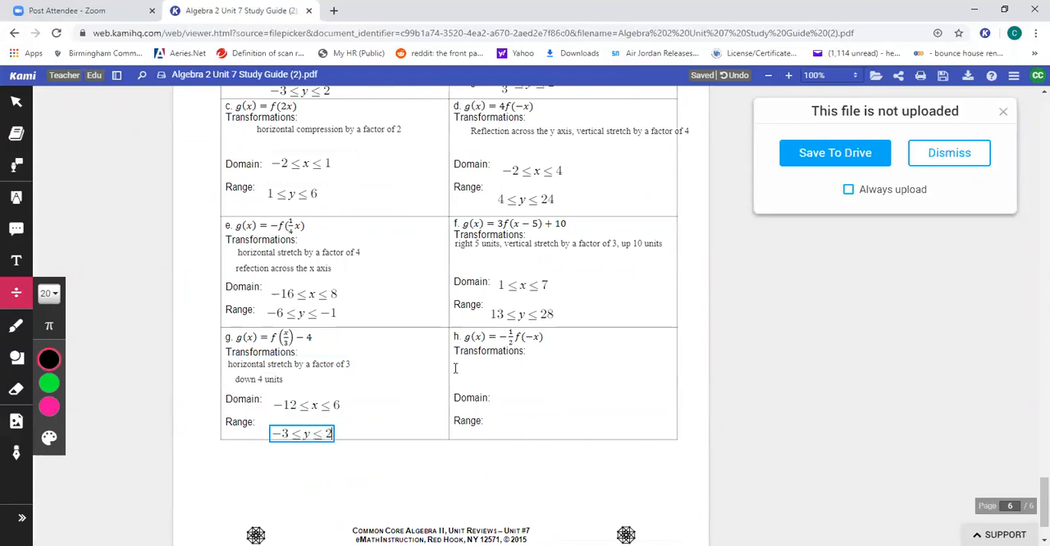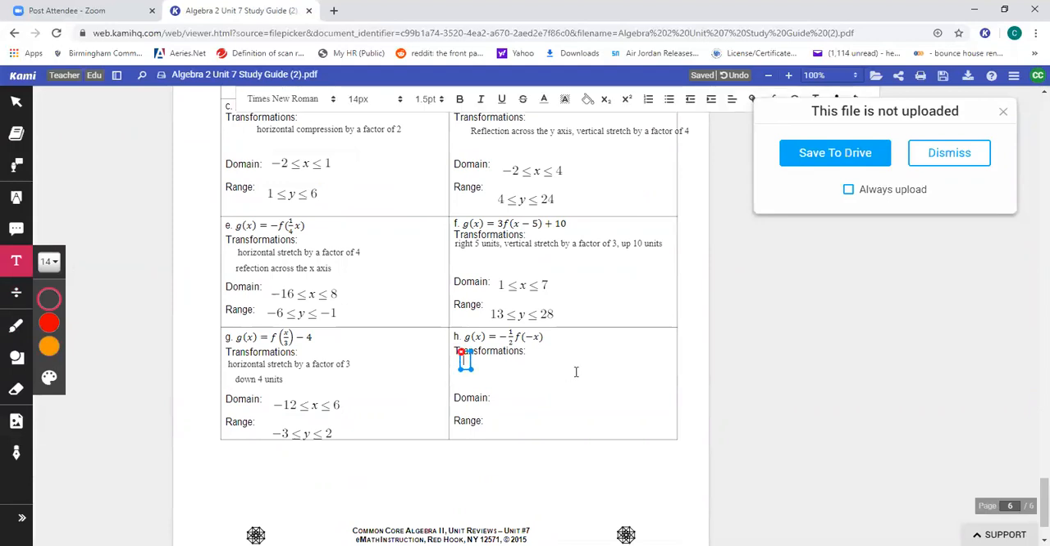Okay. Now letter H, the last one. So my transformations here is there is a reflection across the y-axis. There is also a reflection across the x-axis. Because remember, the one on the inside with the x is across the y. The one on the outside is a reflection across the x. And the 1/2 means there is a vertical compression by a factor of 2.